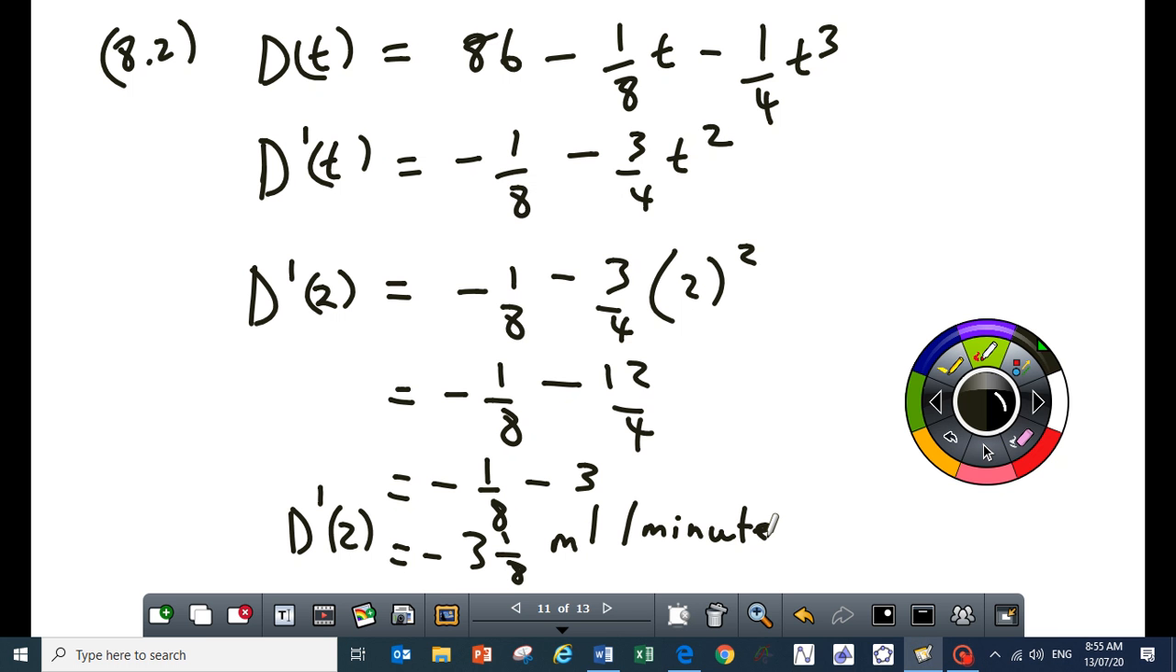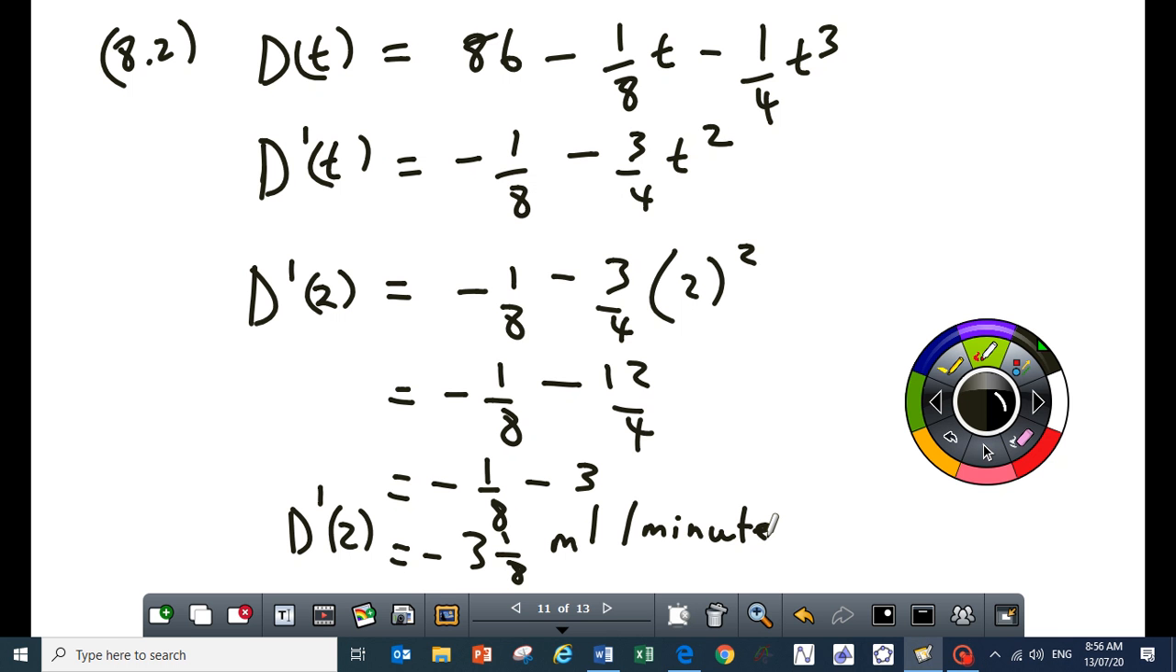Okay? So, remember here, we have our first derivative. Our first derivative is our rate. So we are going to equate the first derivative to, here it says it's negative, we'll be dropping at a rate of 12.5 milliliters per minute.